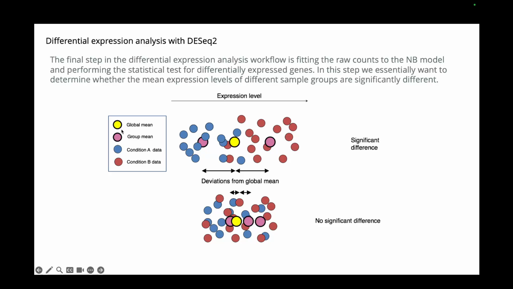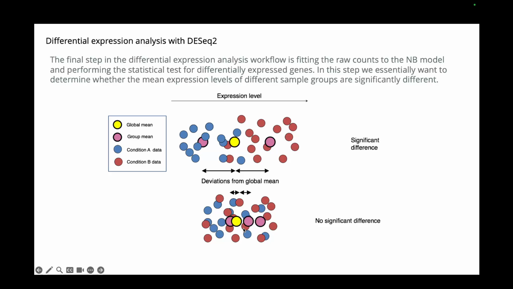Now the group mean is given by the pink color with a black border. So the group mean for the blue ones is given here, and the group mean for the red ones is given here. And this is your global mean, the yellow one. So if you compare group A mean to the global mean, and you compare group B mean to the global mean, there is a significant deviation from the global mean for both group means. So in this case, there is a significant difference. In this case, it's much closer and there is no significant difference.